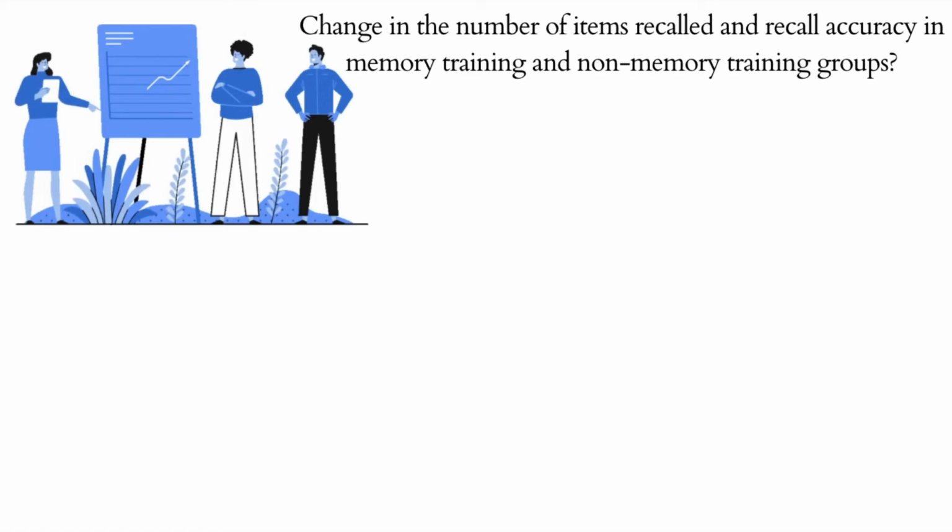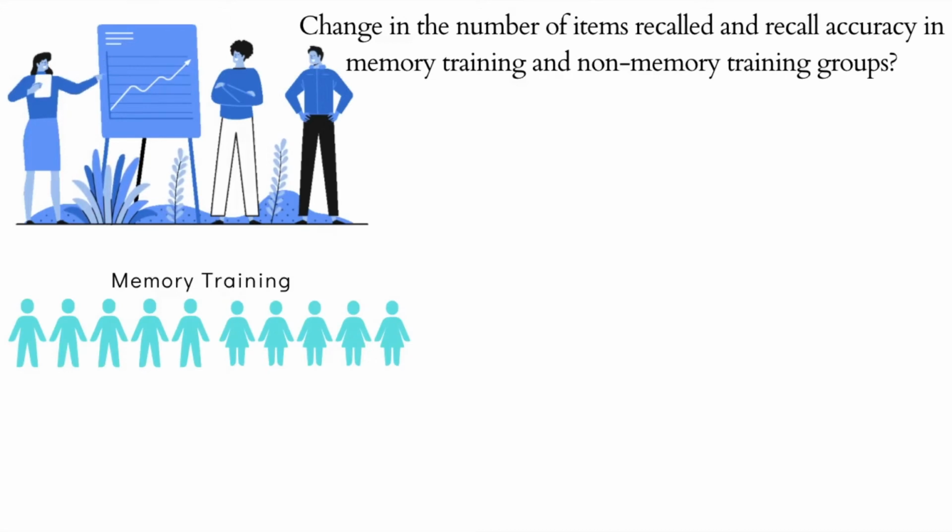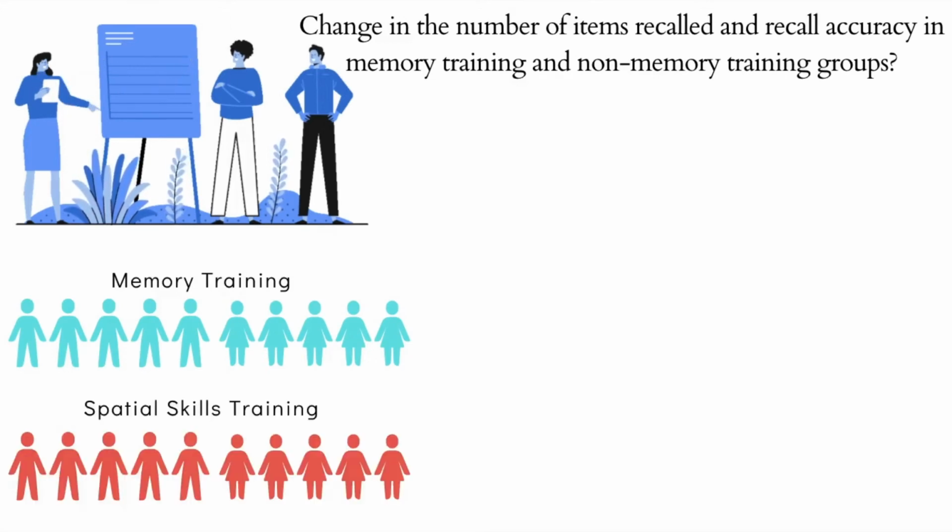Suppose you are designing a study wherein you want to discern the changes in the number of items recalled and the recall accuracy of those items when participants are subjected to a memory-specific training versus a non-memory training group. So for this study, you have recruited a population of participants. You then randomly allocate these participants to two different groups, which is memory training versus a non-memory training group, which in this case could be spatial skills training. Note that at this stage you haven't actively subjected any participants in either of these groups to any type of training. You have just divided them.